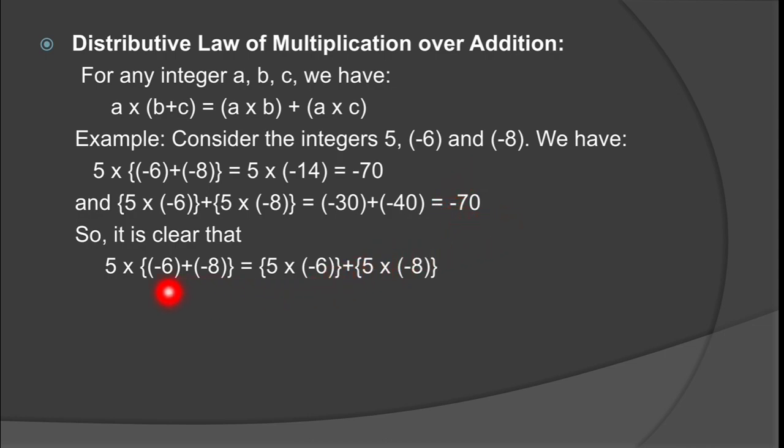Hence it is clear that when 5 is distributed over the sum of minus 6 plus minus 8, it gives the same value as the addition of the products 5 into minus 6 and 5 into minus 8 gives. This is called the distributive law of multiplication over addition.